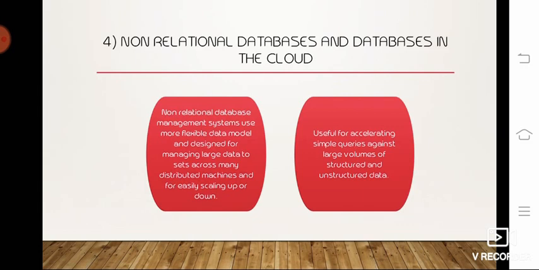Point 4: non-relational databases and databases in the cloud. Non-relational database management systems use a more flexible data model and are designed for managing large data sets across many distributed machines and for easily scaling up or down. They are useful for accelerating simple queries against large volumes of structured and unstructured data.